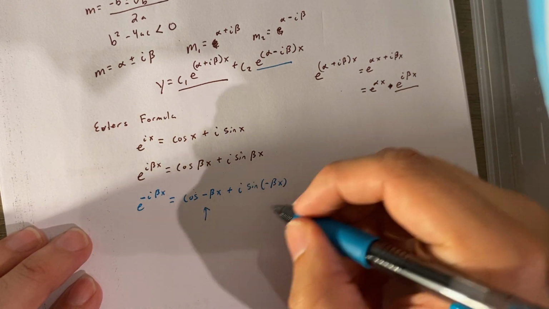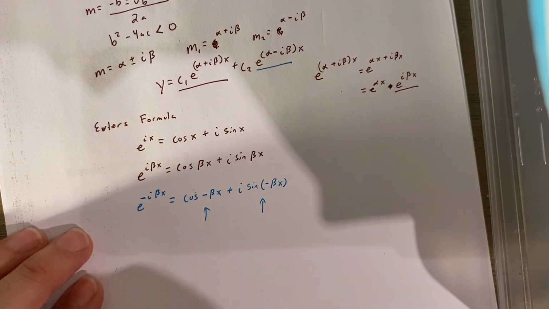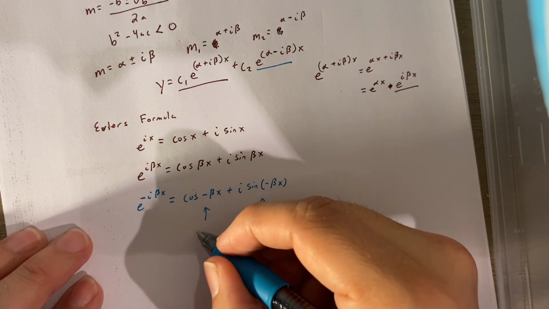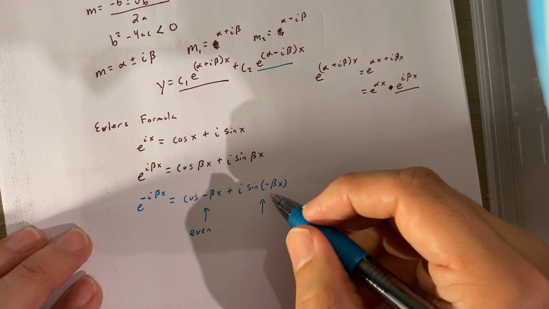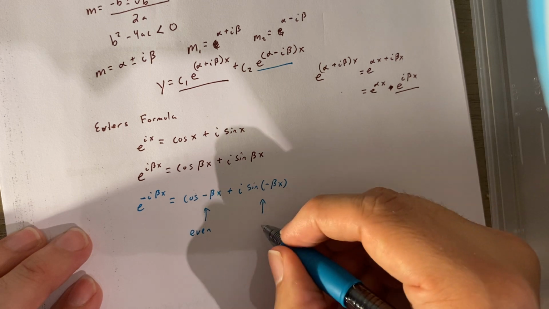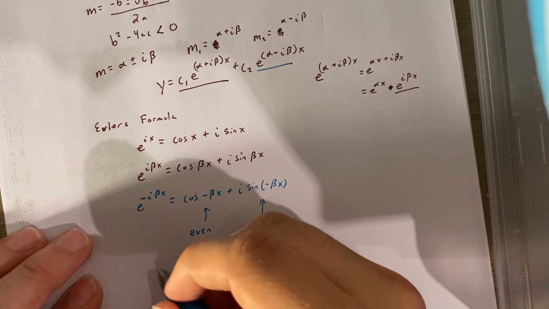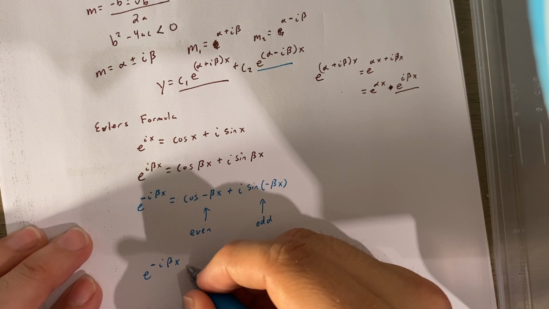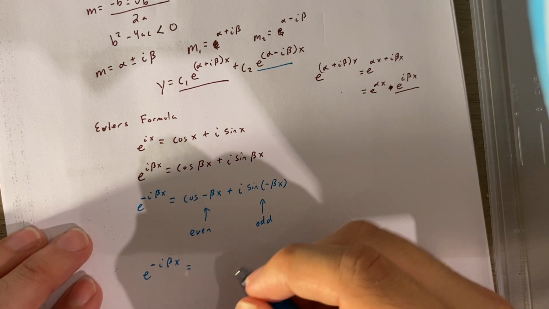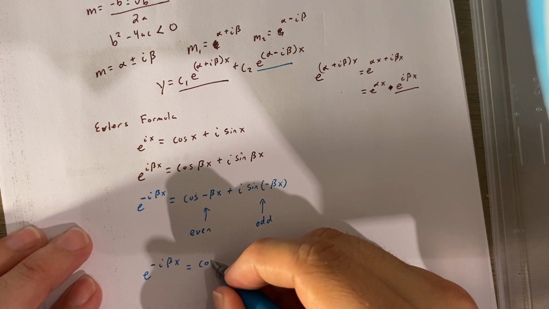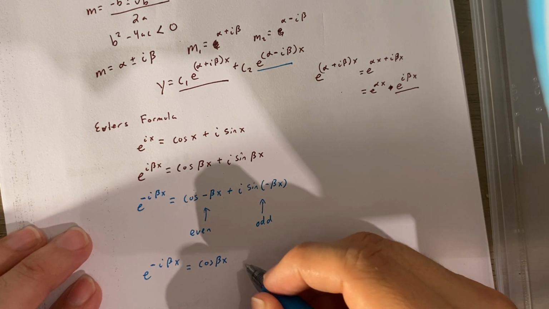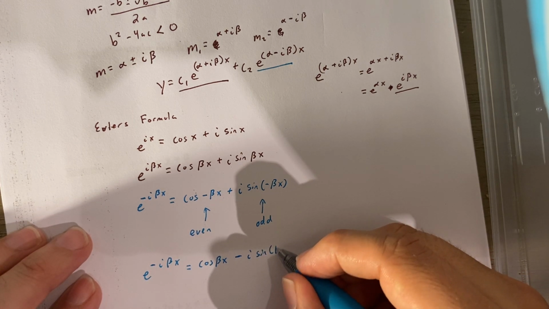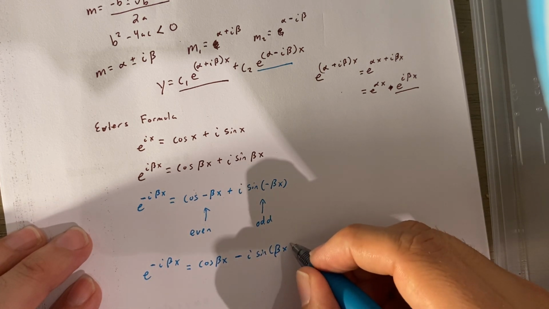Well, from pre-calculus, we know that cosine of negative beta x is an even function, and sine of negative beta x is an odd function. So then we can rewrite e to the negative i beta x as equal to cosine beta x minus i sine beta x.